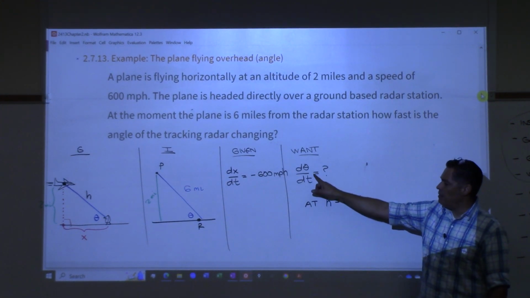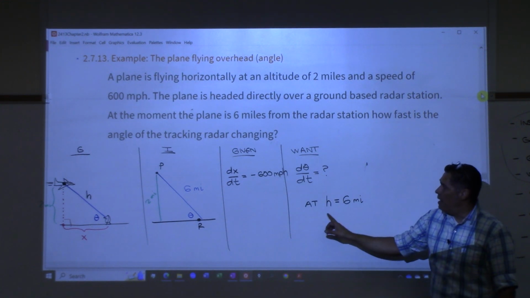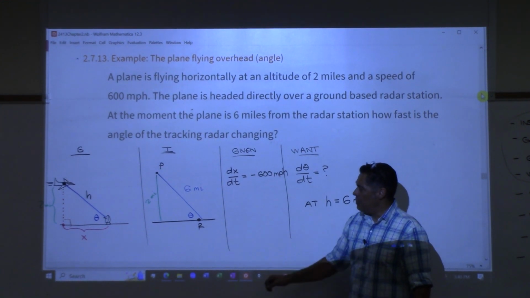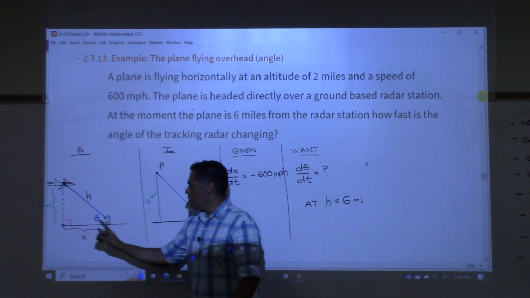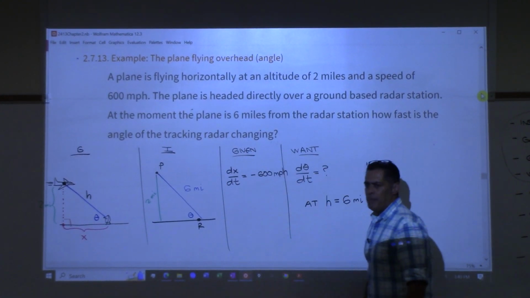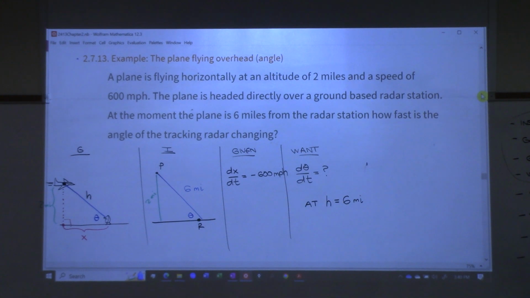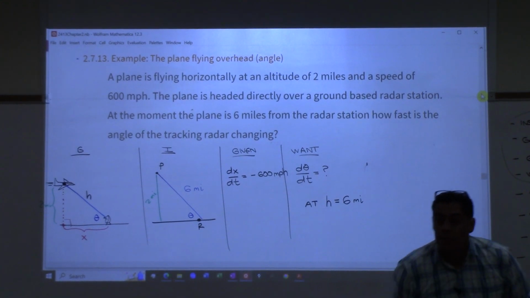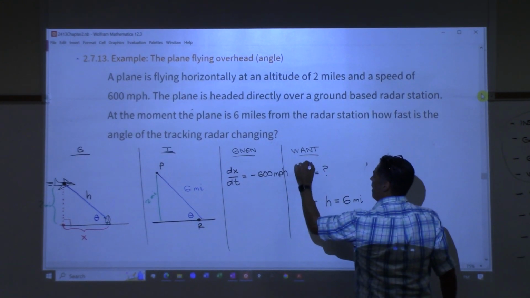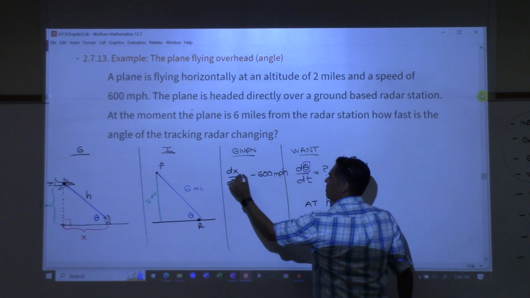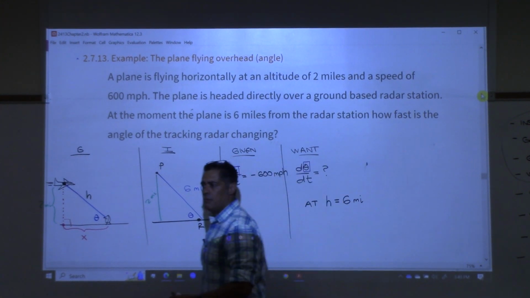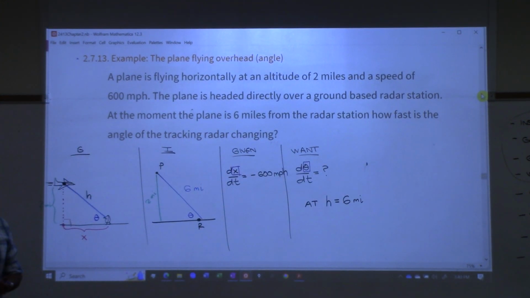I have what I want. I have when I want it. I have what I'm given. I have an instant in time picture. I have a general picture. And all I'm missing now is an equation connecting everything together. Connecting what together? This is important. Well, it's all important. What variables am I going to try and connect together? I need theta and x. That's it. Those are the only two variables you have to connect.